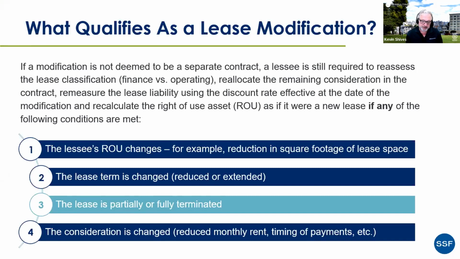meets any of the 4 conditions that you see on this slide, whether it's a change to your ROU, maybe a reduction in square footage as we listed here, maybe your lease term changed, or what if it was partially or fully terminated? Obviously, that would be considered a big change. And the consideration has changed, reduced monthly rent, timing of payments, those sorts of things. If any of those occur, then you need to go back and reassess and remeasure all the elements of that lease as if it were a new lease.